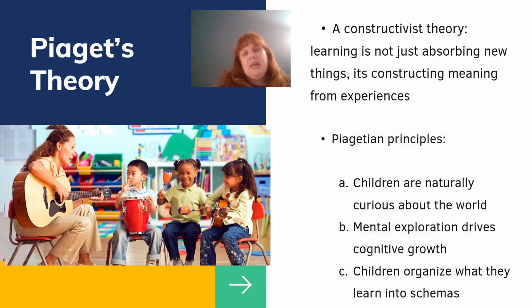Some main principles of Piaget's theory of cognitive development are that, first of all, children are naturally curious about the world. Children are naturally prone to learn and explore and make meaning from their experiences. That's a normal instinctual thing. Then second, mental exploration drives cognitive growth. So exploring things, trying things, being exposed to new things is what drives cognitive growth, the act of exploring. And finally, children organize their learning into schemas, and we're going to talk more about that in just a second.